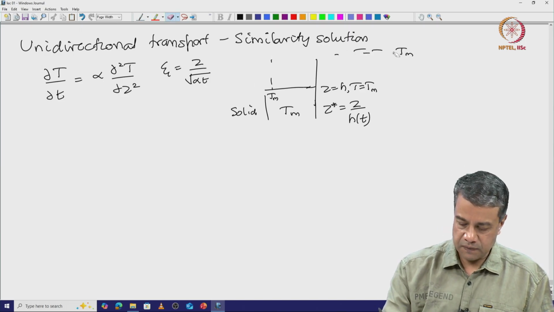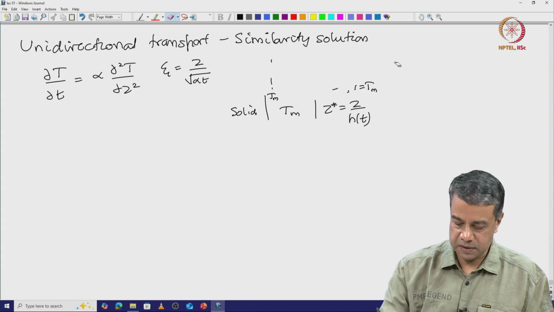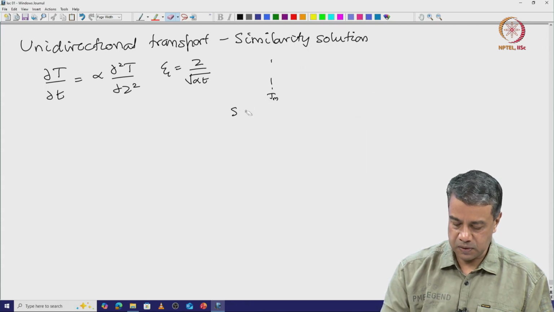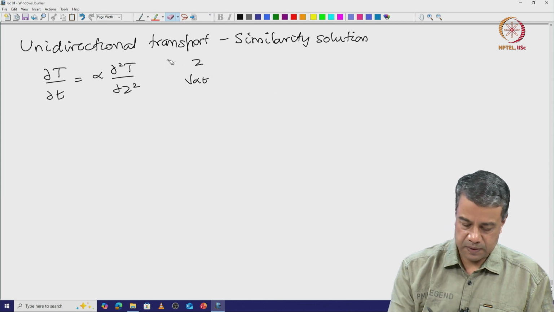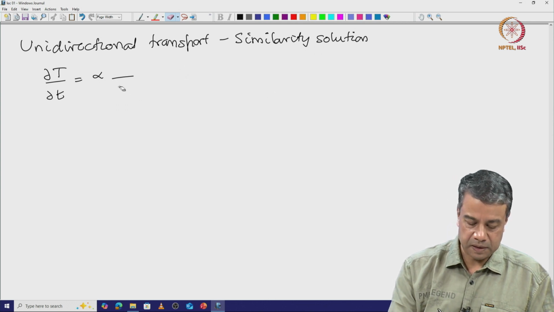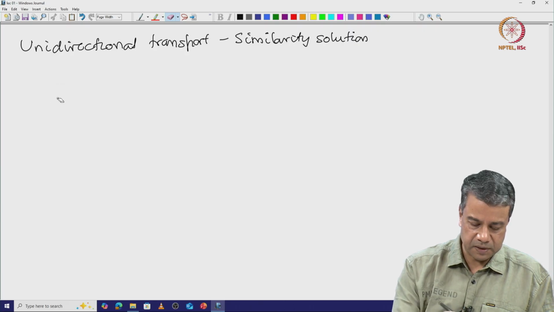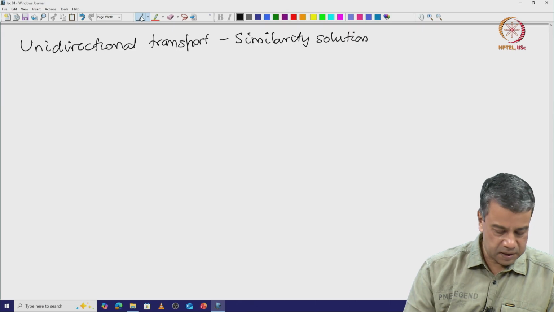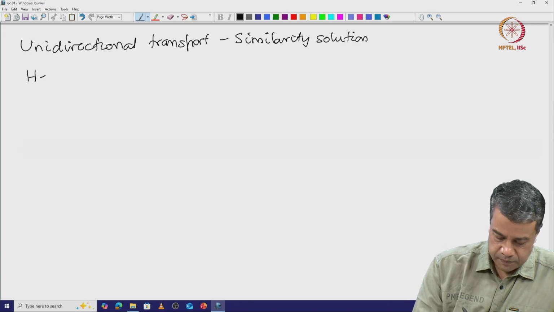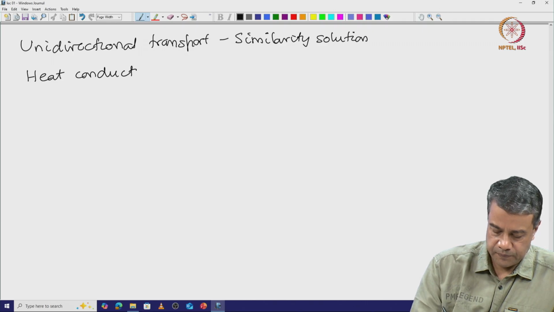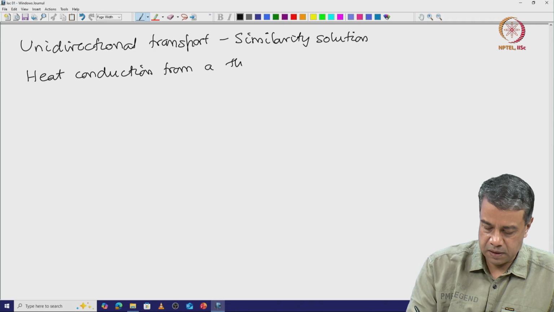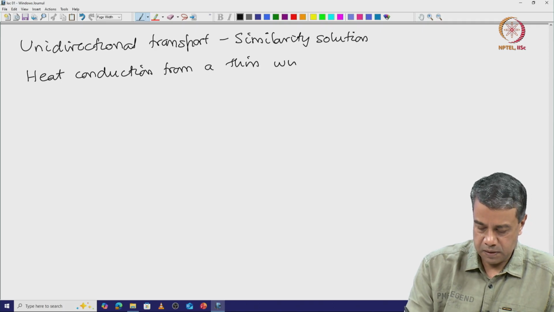I will now solve one final problem on similarity solutions in order to show you that it can be applied to curvilinear coordinates as well, but it is limited. It is limited to particular configurations in a curvilinear coordinate system, and that is heat conduction from a thin wire.